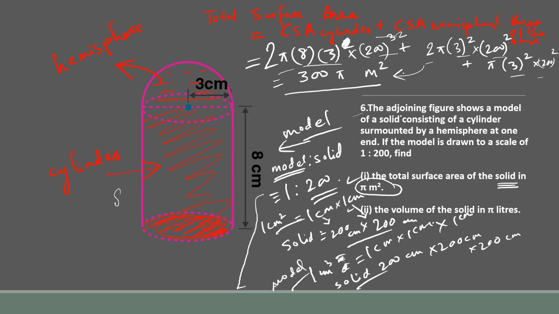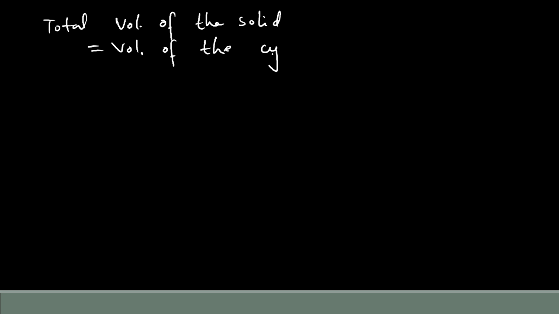And the other one is, what is the volume of the solid in pi liters? The volume of the solid is basically the volume of the cylinder plus the volume of the hemisphere, right? So the total volume of the solid will be the volume of the cylinder plus the volume of the hemisphere.